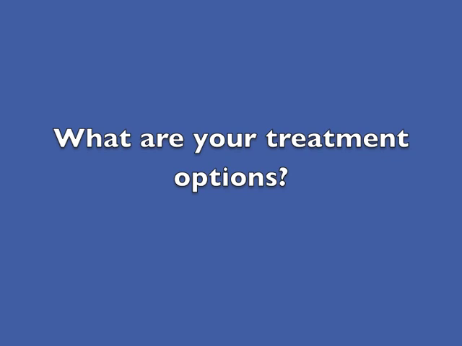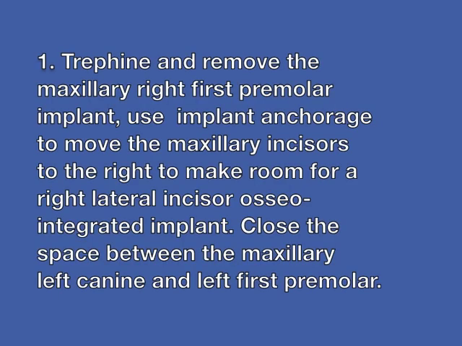There were two treatment alternatives. The first: trephine and remove the maxillary right first premolar implant and use implant anchorage to move the maxillary incisors to the right to make room for a right lateral incisor osseointegrated implant.